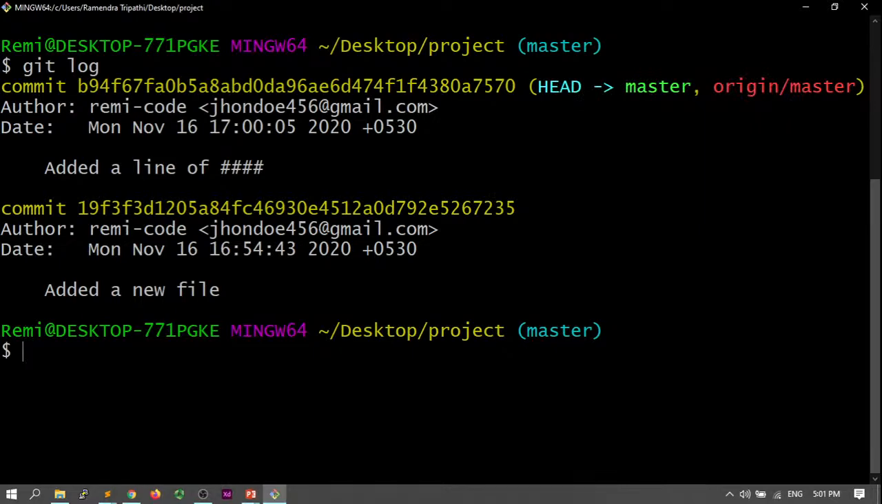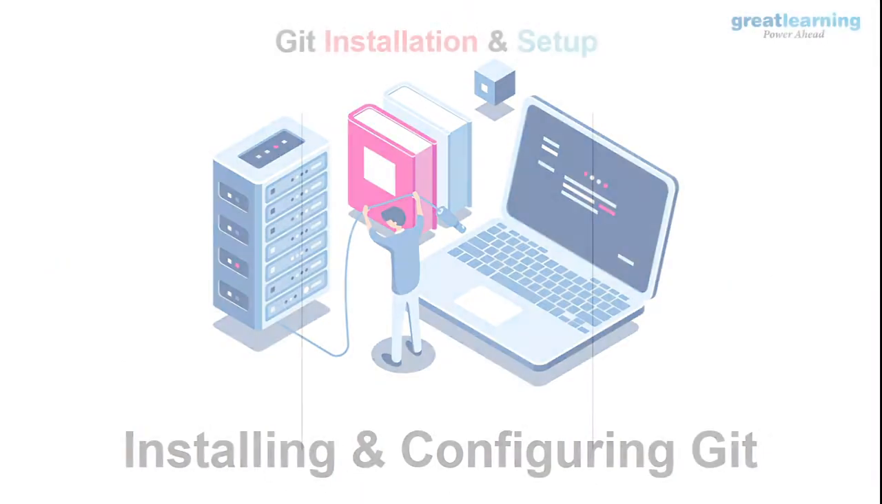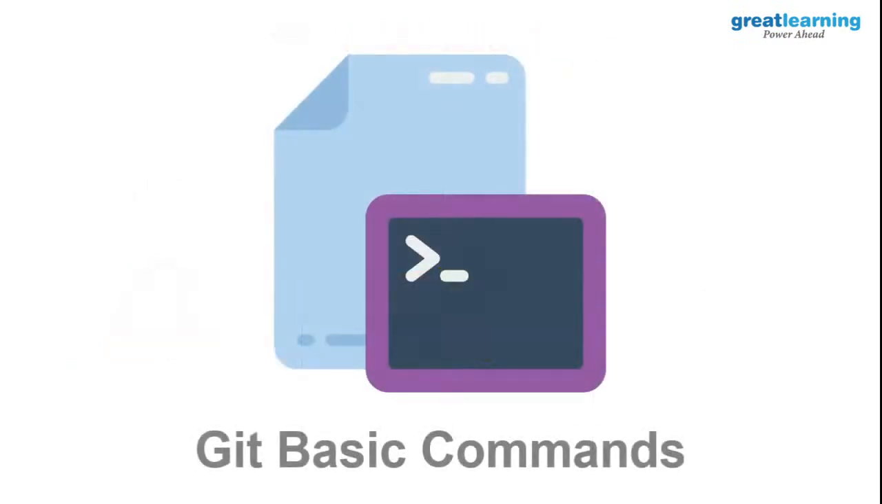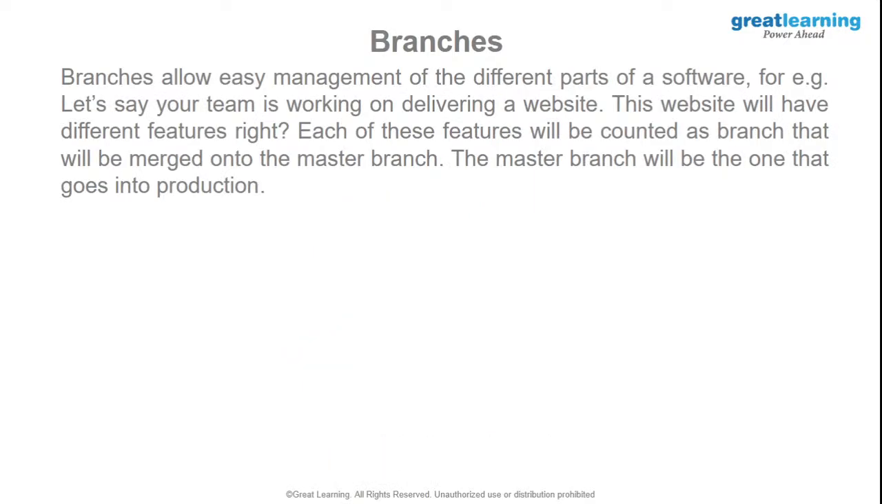Okay, so why do you have branches? The reason we have branches is because sometimes you want multiple people to work on the same code. So branches allow easy management of different parts of a software. Let's say your team is working on delivering a website. This website has different features, right? It can be a payment feature, it can be a tracking feature, whatever feature. On each of these features you have different people working. You won't have one person working on everything.